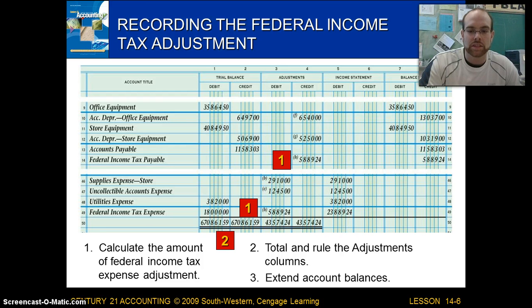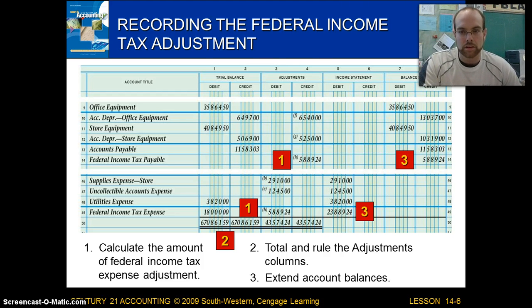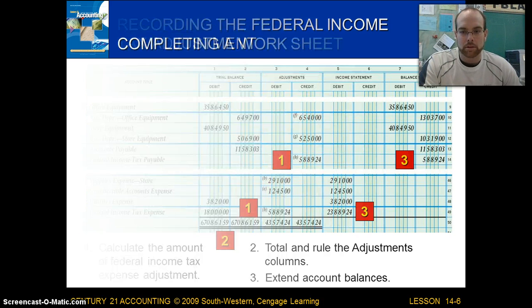Then we're also going to extend the account balances over into the income statement and the balance sheet. Now keep in mind with the income statement, we want those owner's equity accounts to be on there, and then the balance sheet is going to be our assets and liabilities.